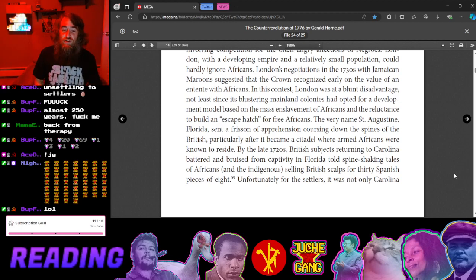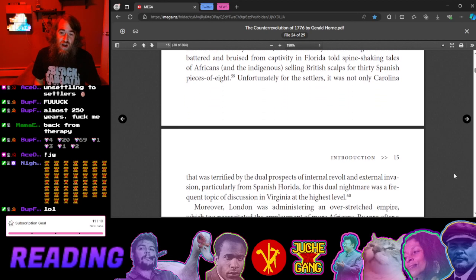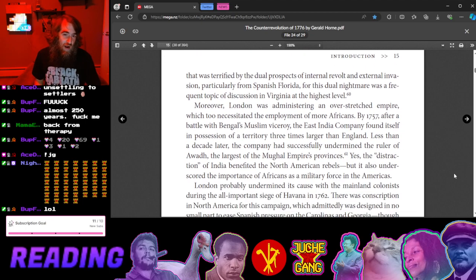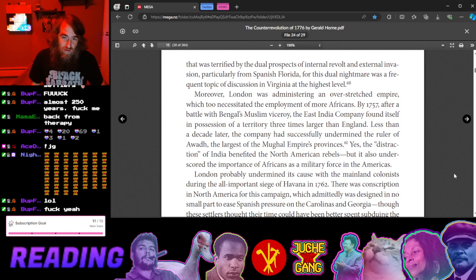Unfortunately for the settlers, it was not only Carolina that was terrified by the dual prospects of internal revolt and external invasion, particularly from Spanish Florida. For this dual nightmare was a frequent topic of discussion in Virginia at the highest level.